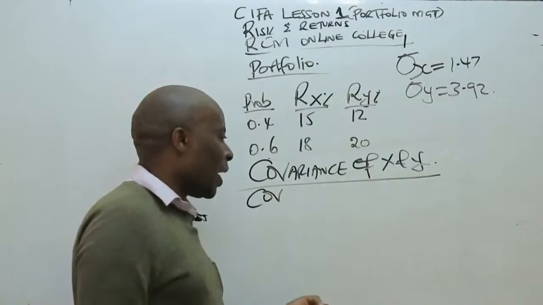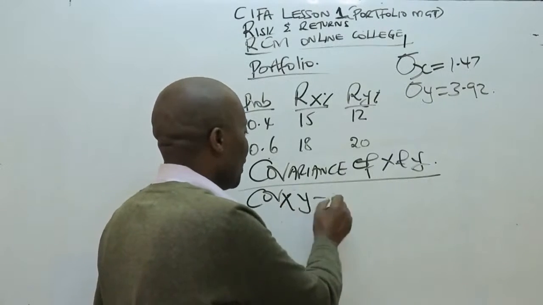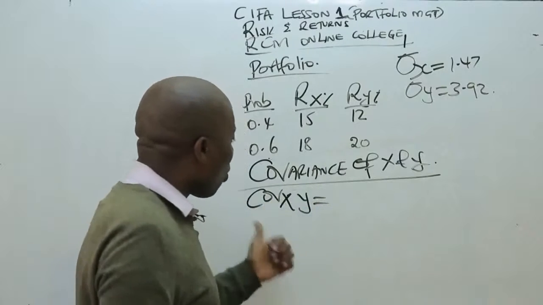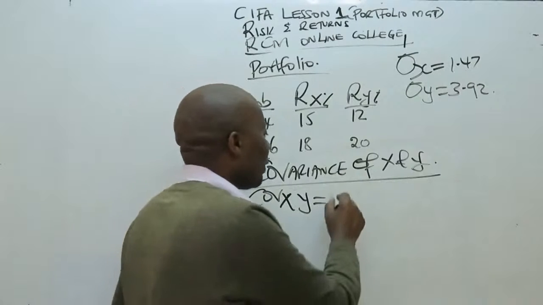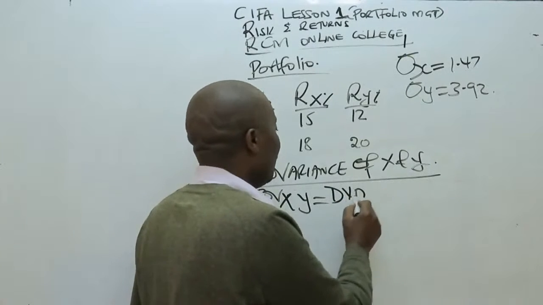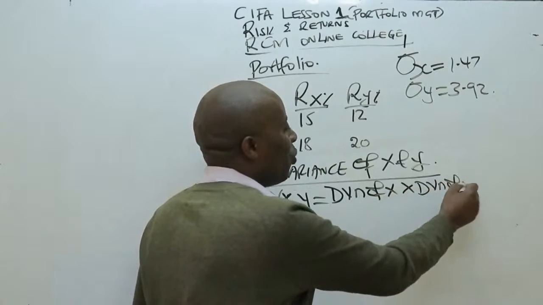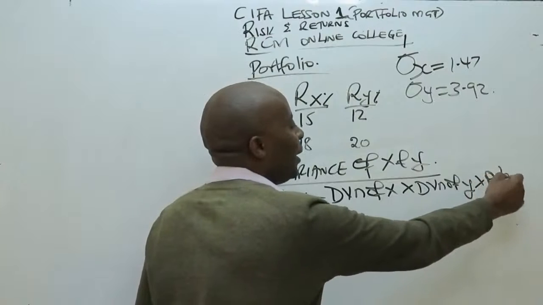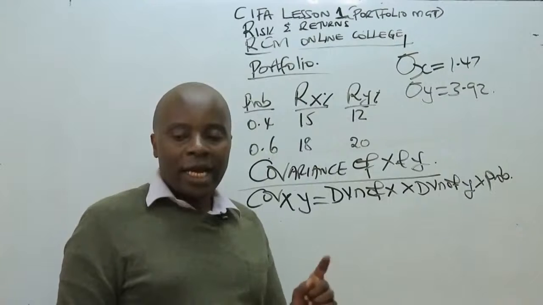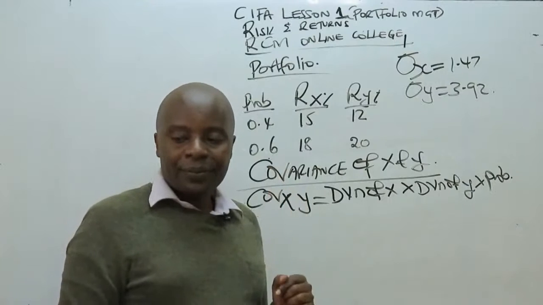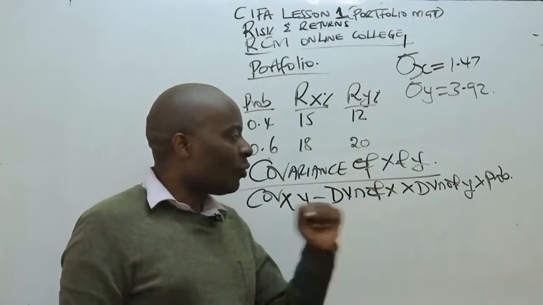Covariance is the shared variance. Ladies and gentlemen, this covariance between the two securities here, how will I be able to get the covariance between these two securities? It's quite easy. What I need to do is to work with the deviation of X, multiplied by the deviation of Y times the probability. So please write this in full. This is deviation of X multiplied by deviation of Y times probability.